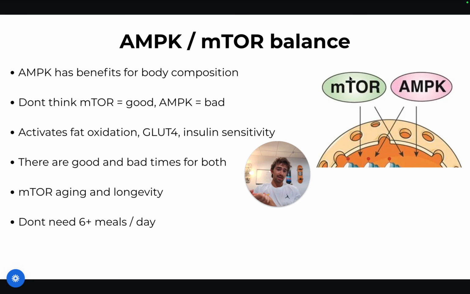So like increasing energy in the body comes from mitochondria, which comes from having AMPK. So like zone 2 cardio, I mentioned that on my channel as well. You don't really want to think of only mTOR good and then AMPK bad. That's really not a good way of understanding it, because it does have a lot more specific benefits for this. There are good times and bad times for both.